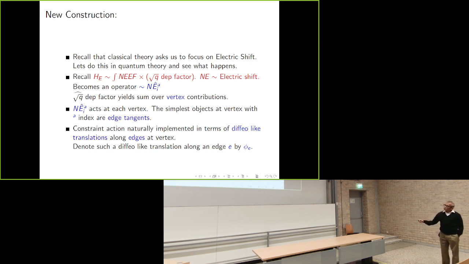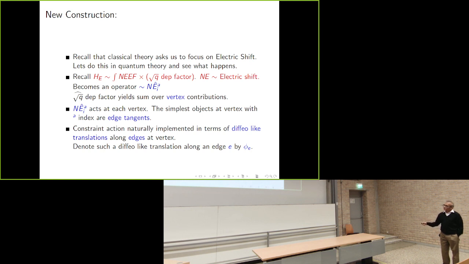And in quantum theory, this NE becomes an operator, the electric shift operator. Again, the square root of q dependent factor yields a sum over vertex contributions, and so we have the electric shift operator which acts at each vertex. Now if you notice, this has a certain structure with a tangent vector index over here, and the simplest objects at a vertex with this sort of an index structure are just the edge tangents. So what happens in detail is that this operator pulls out factors of edge tangents, and when all the dust clears, the constraint action becomes naturally implemented in terms of diffeomorphism-like translations along the edges at the vertex.